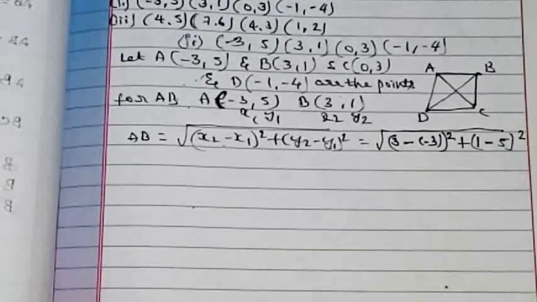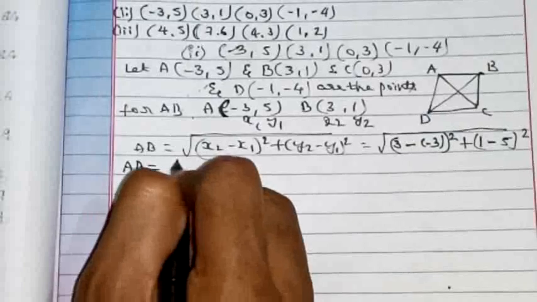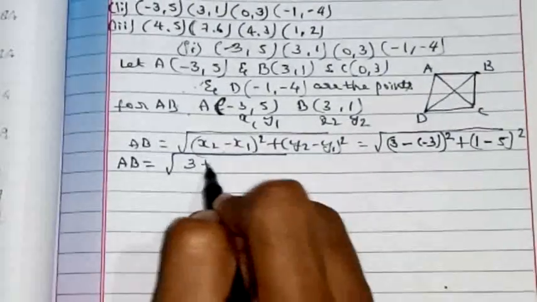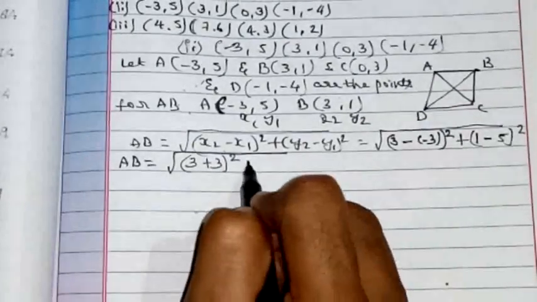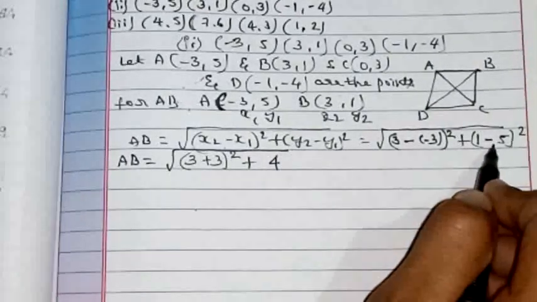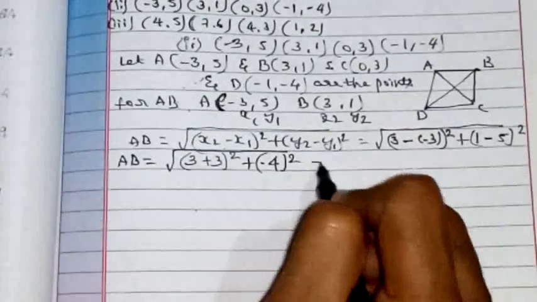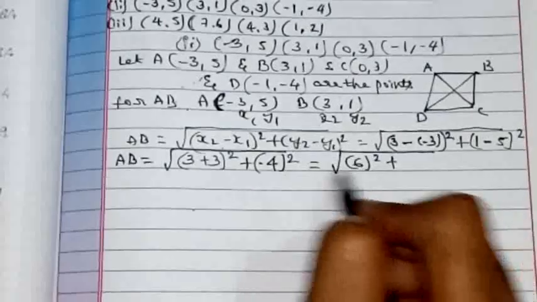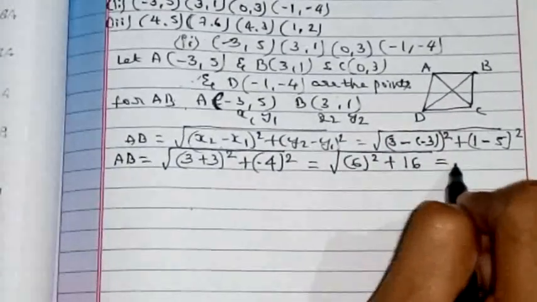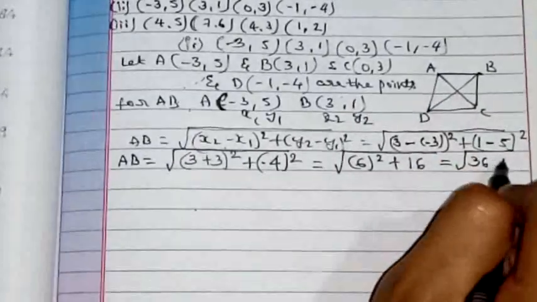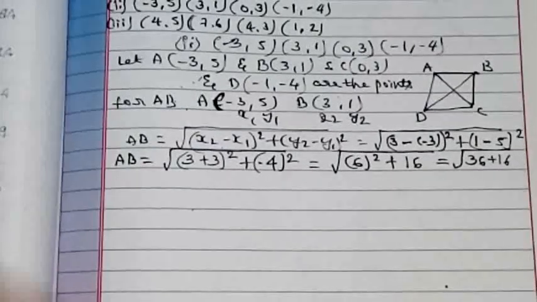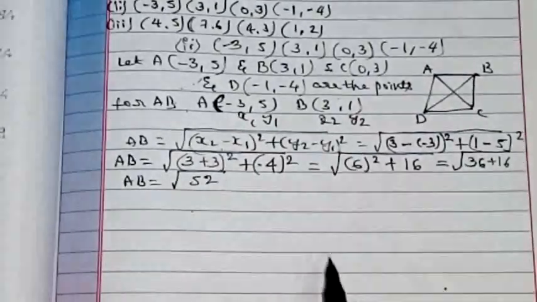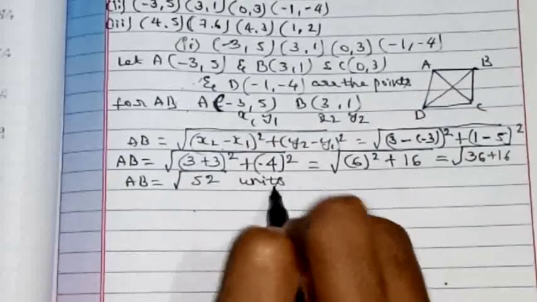Now simplify this. Therefore AB equals square root of, so you need to open the bracket, keep the 3 as it is, minus into minus is plus, 3 whole square, plus 1 minus 5 is 4. Sign of the biggest number you need to write, the biggest number is 5 and the sign is minus, so minus 4 whole square. So square root of 3 plus 3 is 6 square, plus any minus square will be plus, so -4 square is 16. So 6 square is 36, plus 16. Now AB equals square root of 36 plus 16 is 52, so square root of 52 units. This is the distance between AB.